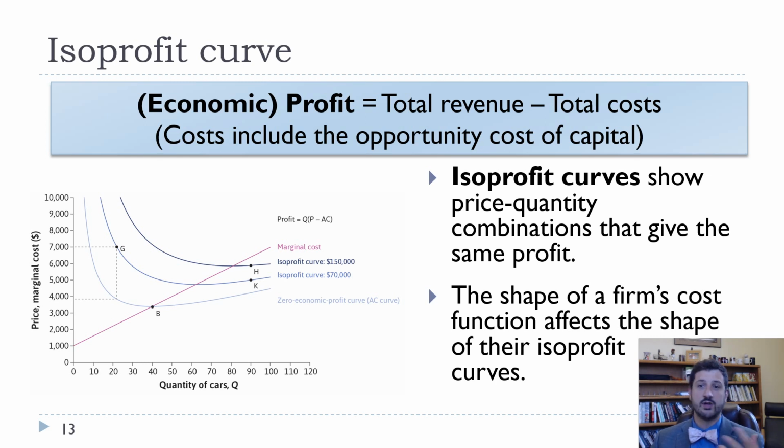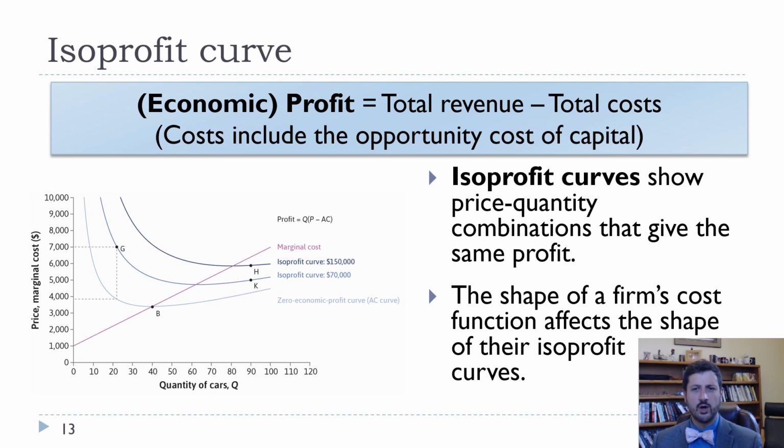And so profit is revenue minus costs, right? Whether you're an economist or an accountant. When you're an economist, you think about total costs. And so that includes things like the opportunity cost of capital. What could we be doing with this capital besides, in this case, making cars? And so our economic profit is total revenue minus total costs.